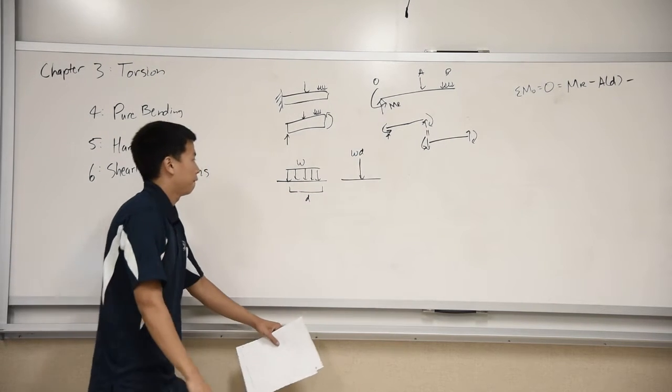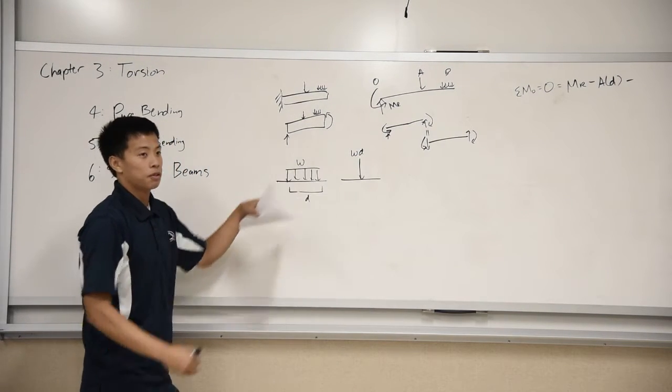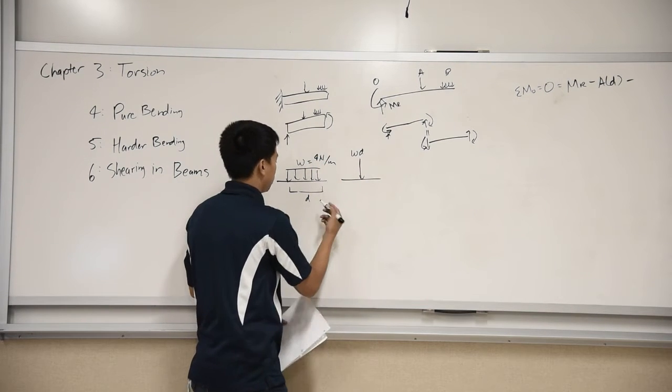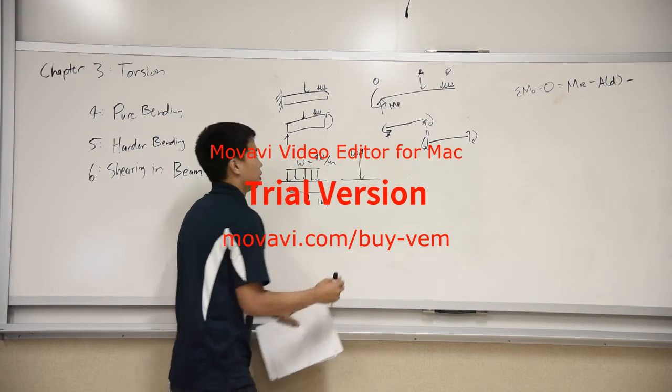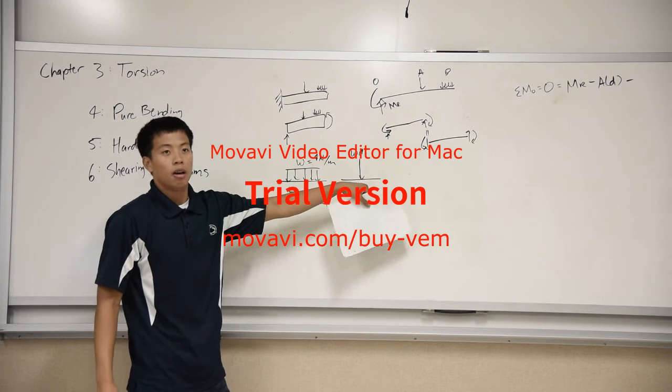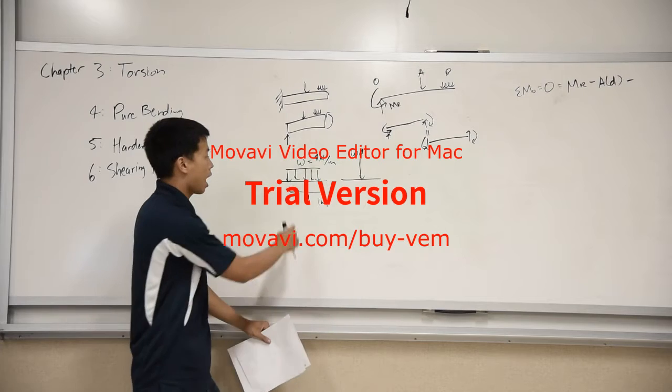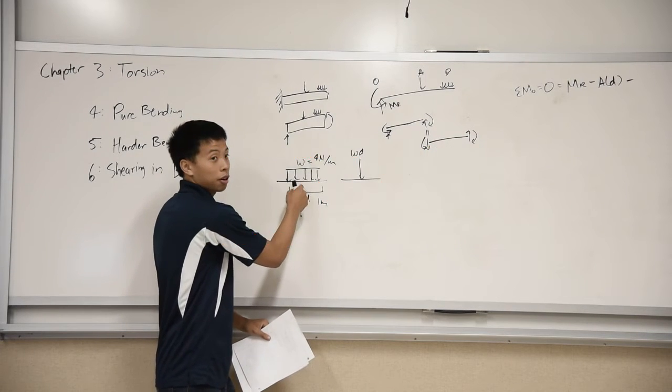Okay, so the units for this will be something like 4 newtons per meter, and this will be a value like 1 meter. So the equivalent load would be 4 newtons at half a meter from where this started, in the middle.